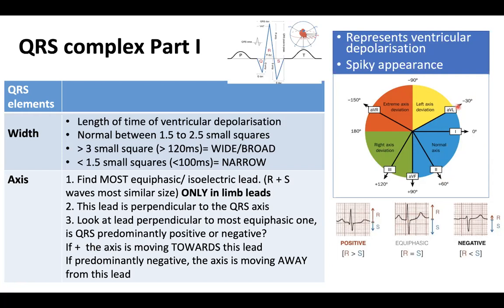You then need to look at AVL itself and see, is the complex mostly positive or negative in AVL? If it's mostly positive, it means that the current is running towards AVL. If it's mostly negative, it means the current is running away and you'd have a right axis deviation versus a normal axis. So it might sound really confusing right now, but we'll go through some examples and it should clarify all of it.